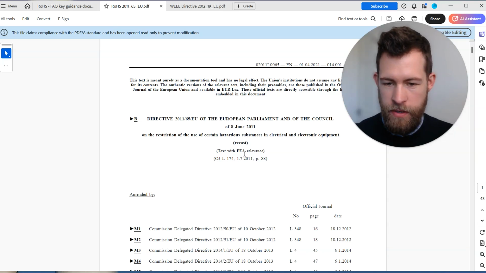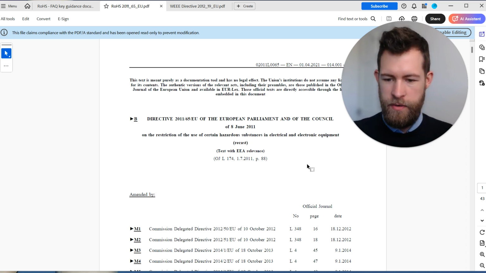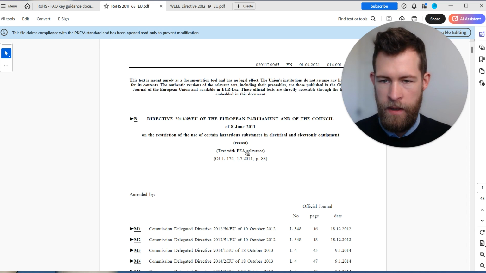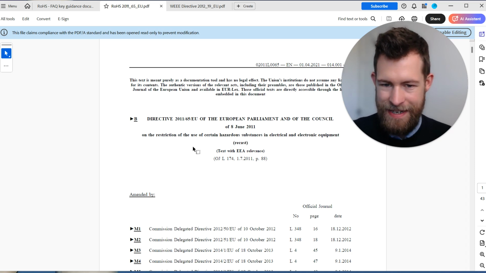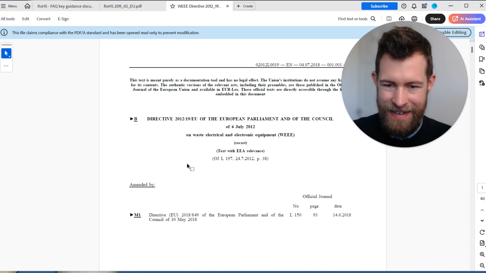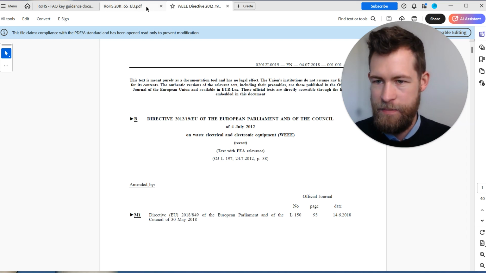So I want to talk about two directives that are related to the circular economy and often applicable to machinery. But there are a few scope exclusions which it'd be interesting to get into and just talk about. So the first one is RoHS, the restriction of the use of certain hazardous substances in electrical and electronic equipment. And the other one is the WEEE directive, which is related to waste electrical and electronic equipment and its disposal.